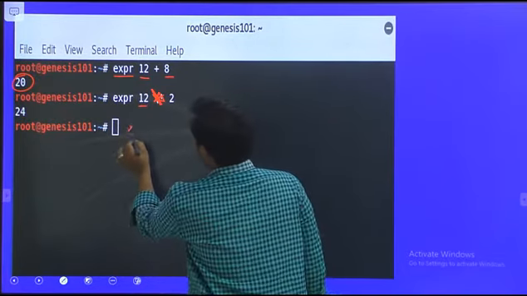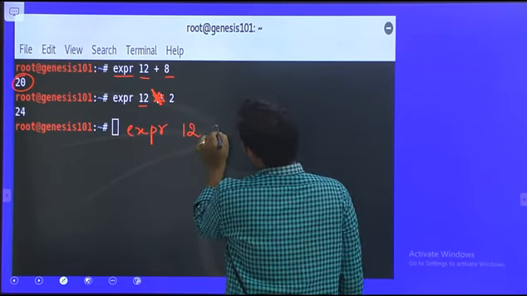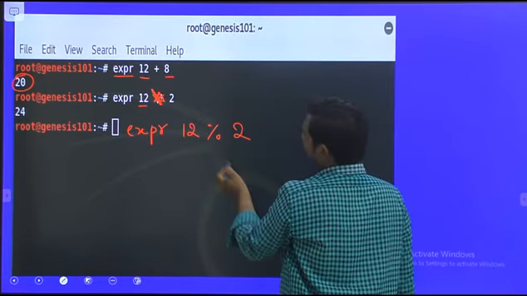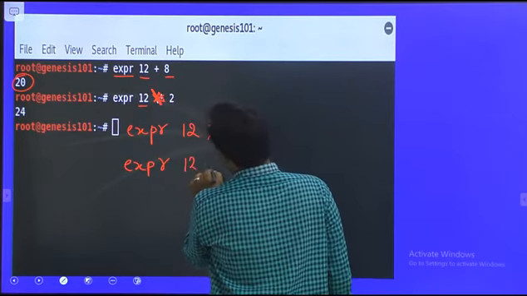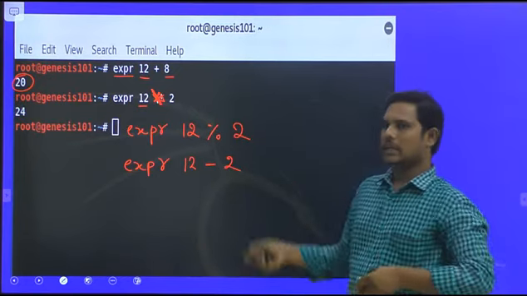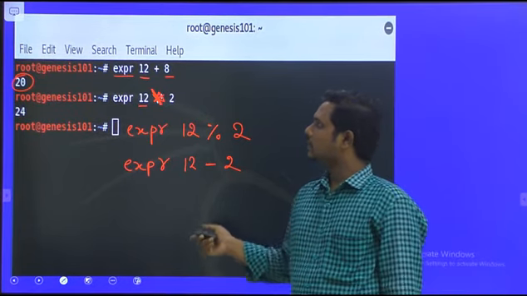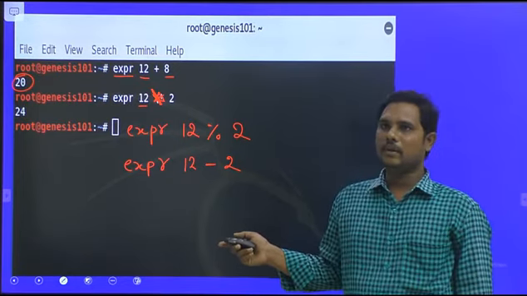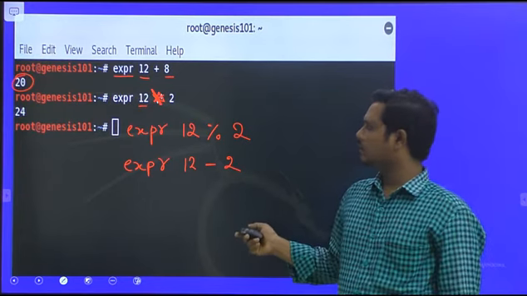Suppose expr 12 modulus 2, we get some output. Then expr 12 division 2. Like that we can write many expressions using the expr command. This is a small command we use in shell programs. Each and every logic we write is based on expressions, that's why the expr command is very useful.